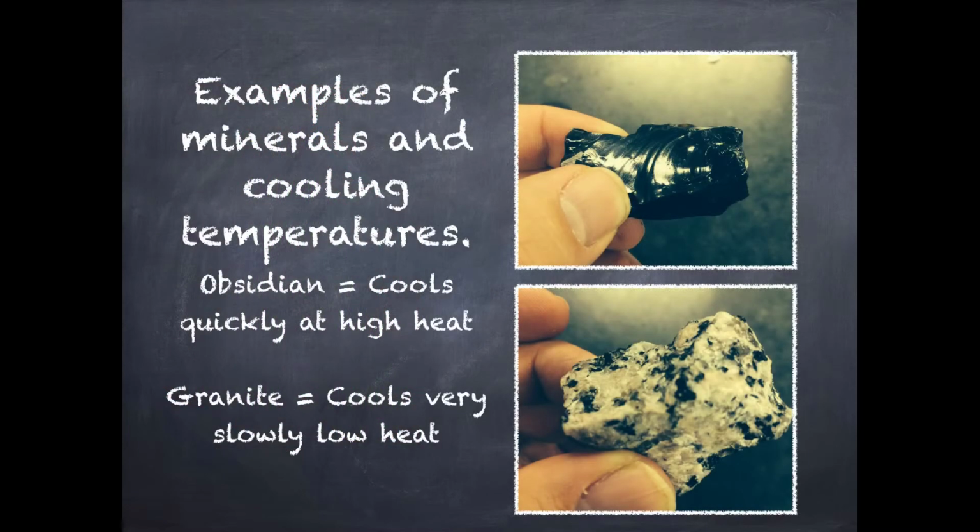Okay, examples of mineral and cooling temperatures. Obsidian, as I just mentioned, cools quickly at a high heat, and basically the crystals are very big because they are not given enough time to cool down, and they do not get time to form smaller crystals. Granite, on the other hand, cools very slowly at a low heat level, and basically the quartz minerals have to go into the small nooks and crannies in which they can get into. This basically leads to granite having up to 4 different types of minerals and having different crystal patterns versus something big like obsidian.